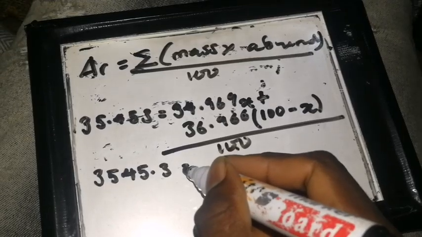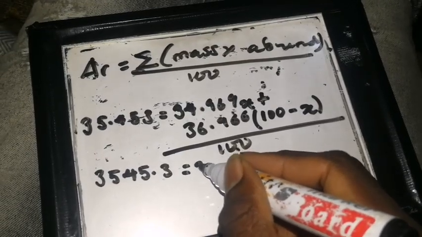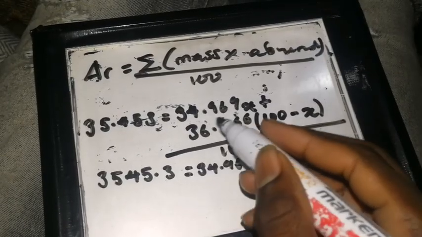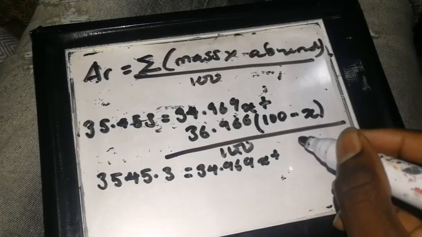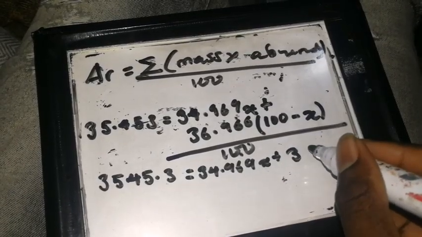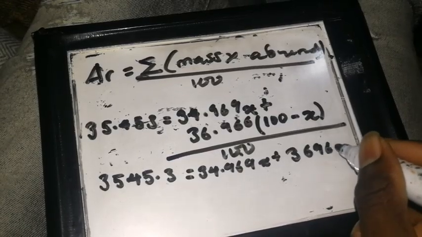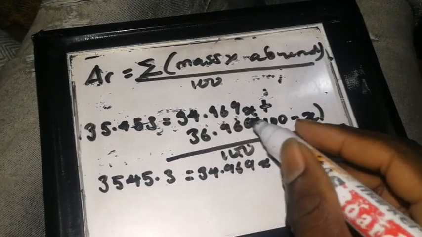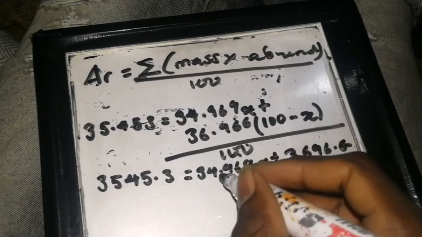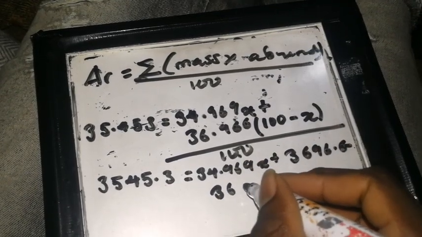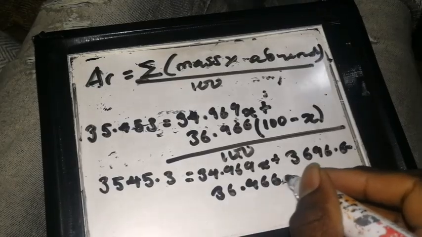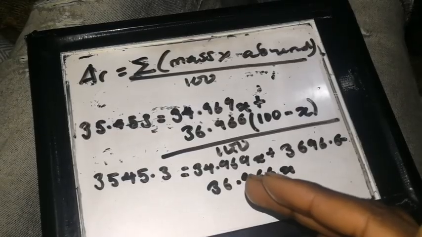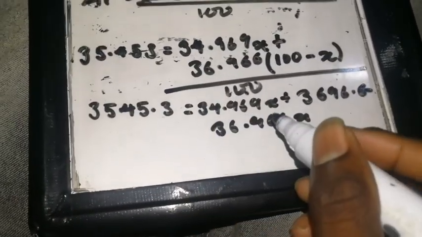3,545.3 is equal to 34.969x plus, that's going to be 36.966 times 100, which is going to give us 3,696.6, and that's going to be minus 36.966 times x, which is giving 36.966x. So we're just going to group the like terms at this point. So this is how we're going to group them.